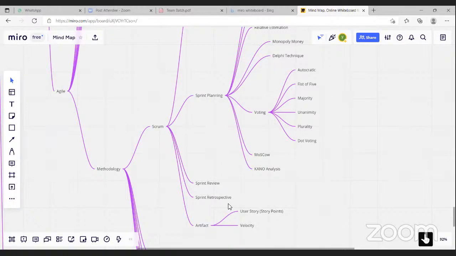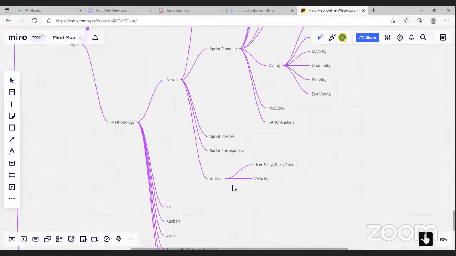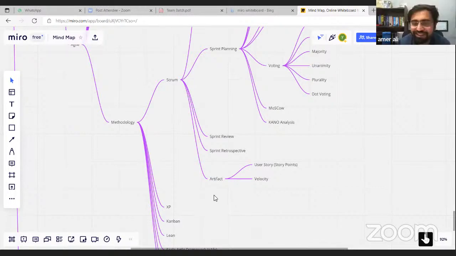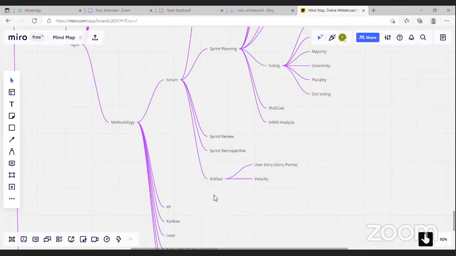After the sprint, we will have a review meeting with the customer and product owner. Once that is finished, we will have a sprint retrospective where we discuss what has gone well and what has to be improved. And artifacts: we have user story, velocity. Other methodologies of Agile, we have XP, Kanban, Lean.